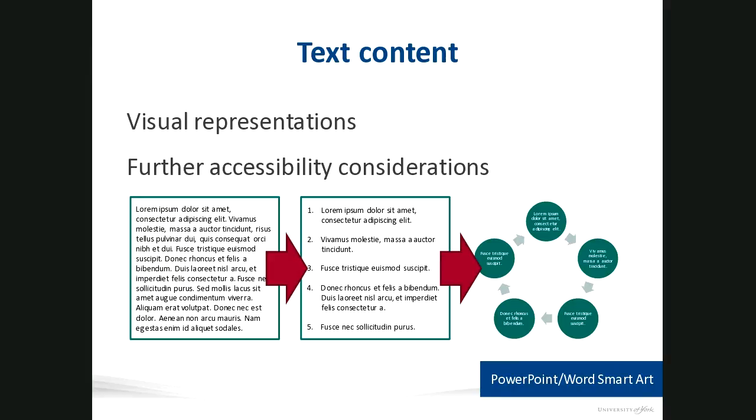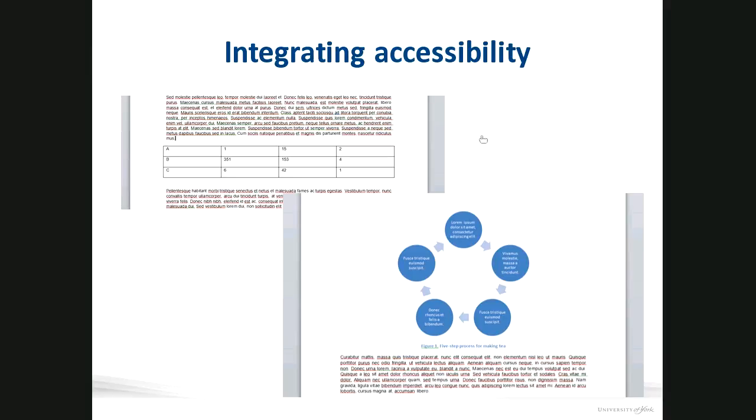So how might we integrate accessibility within a document? Well, if you've got tables and process figures like this, definitely use the surrounding text, those introduction texts, that provide that context. Why is that table there? What are you trying to provide in that table? What is this diagram actually showing?